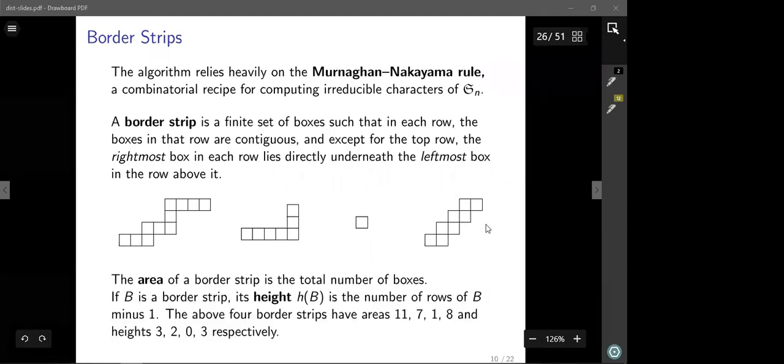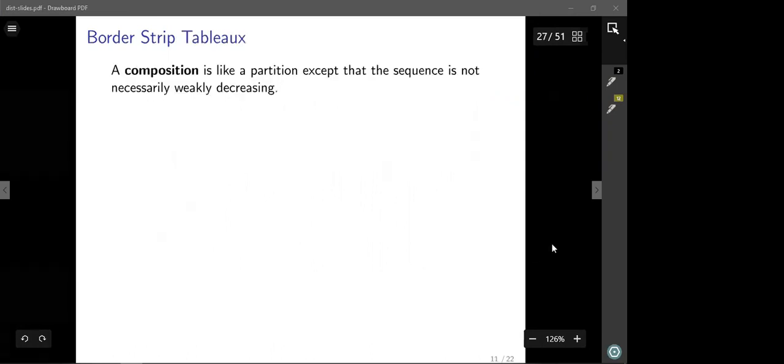4 examples. They're necessarily connected just by the way I've defined them. And by the area of a border strip, I mean the total number of boxes. So, you know, the area here is 1, the area here is 7, and so forth. And another important quantity of a border strip is called its height. So the height is the number of rows minus 1. So in this case, the height is 3, 2, 0, and 3. Okay. And I'll write the height as h of b.